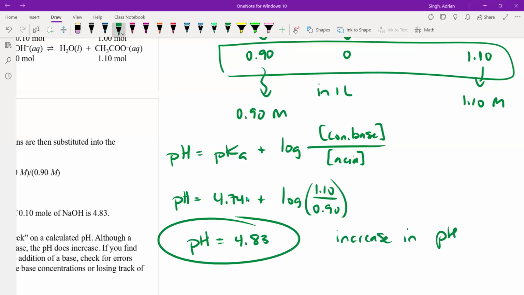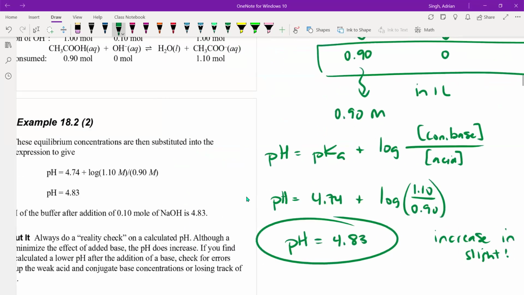All right, so the pH does go up from the 4.74. So it does become basic, but only slightly basic. So a slight increase. And that's the whole point of a buffer system, is to minimize the change in the pH of a solution.